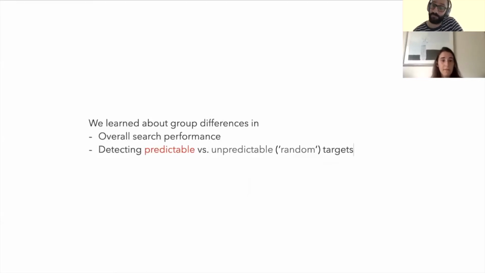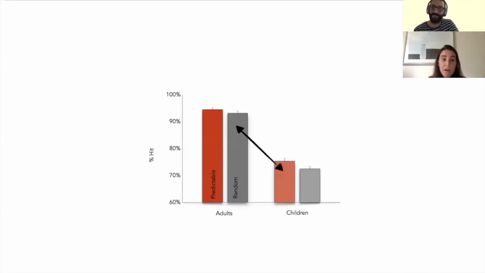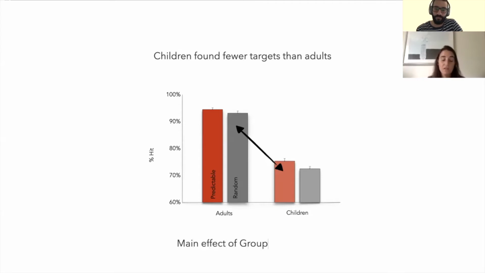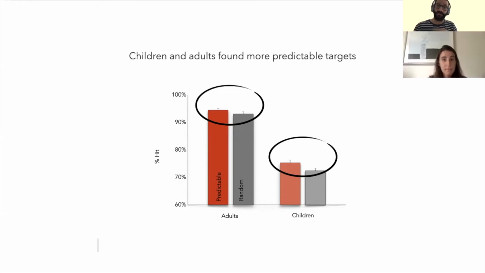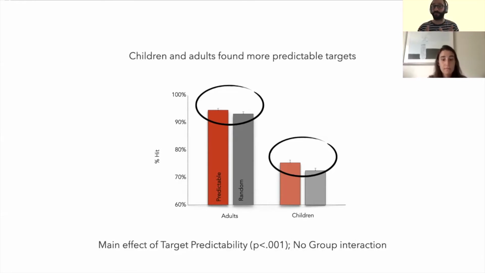Overall, our main questions are looking at the group differences between the kids and the adults for search performance, and then also looking at differences between these predictable and unpredictable targets. Here, we'll start with the hits. You have % hit, and you can see that there's a main effect where adults are better at finding these targets compared to kids. But the other aspect of performance here is that both groups were capable of using these regularities to enhance performance. There was a main effect of target predictability and no group interaction there.